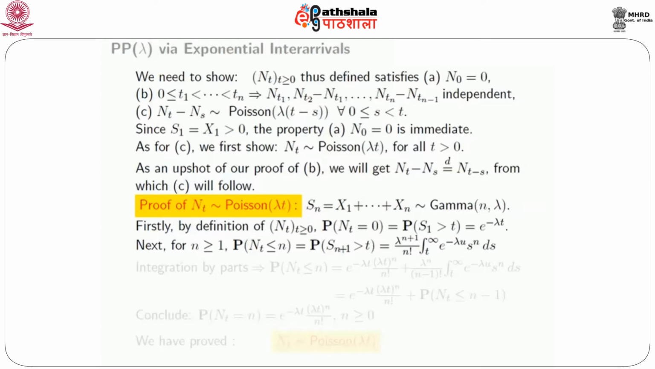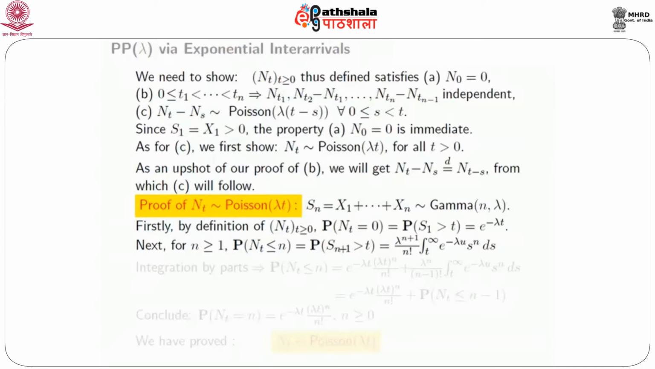So, proof of the fact that Nt is Poisson lambda t. Well, recall that for any n, Sn, which is a sum of n IID exponential lambda random variables, has the familiar gamma distribution with parameters n and lambda. Firstly, by the definition of Nt, the event that Nt equals 0 is the same as up to time t no event has occurred.